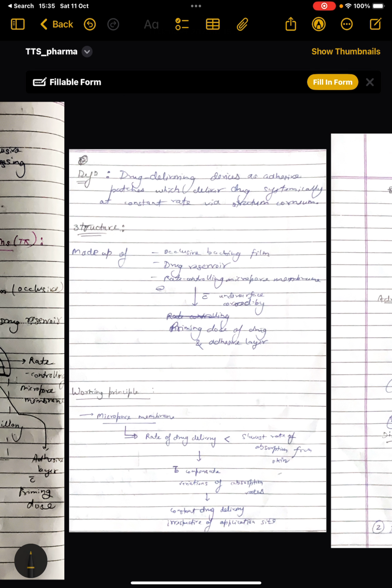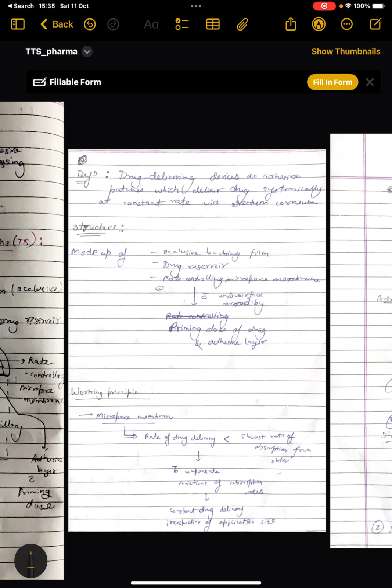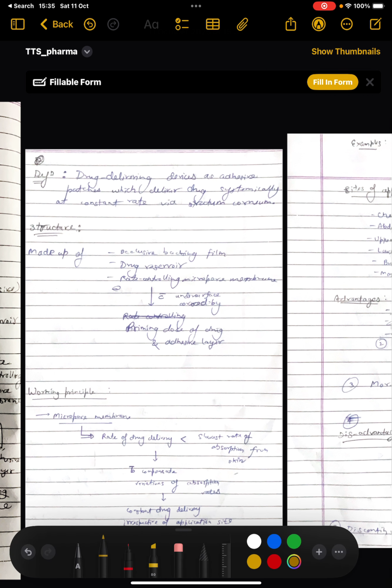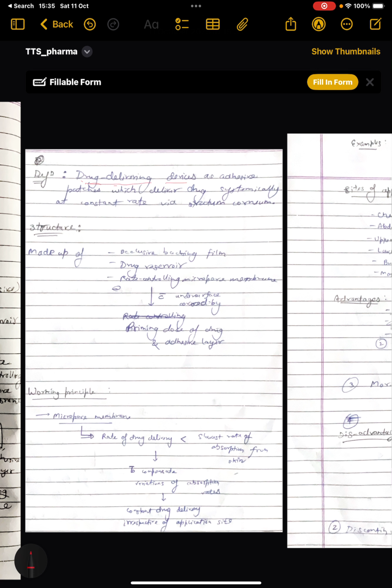So first of all, as for the definition, these are drug delivering devices. Let me just highlight this. These are the drug delivering devices which are found as adhesive patches. So in the market when you go, these will be sold as adhesive patches with adhesive coating, on top of which there is a film which will be removed at the time when we have to apply it on the skin.